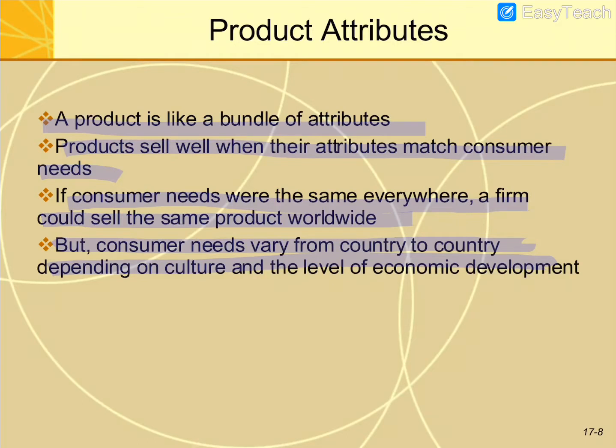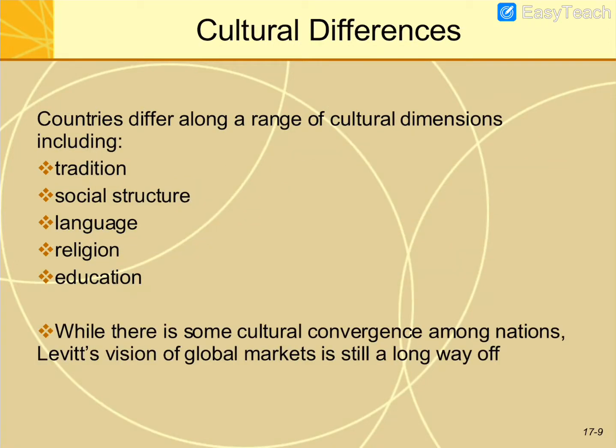Okay, so the factors that influence product attributes are cultural differences, economic development, and product and technical standards. Now we proceed to cultural difference. I know everyone knows what cultural difference means. Countries differ along a range of cultural dimensions, including their tradition, social structure, language, religion, and also education. These are the factors that normally make the culture of one country different from another country.